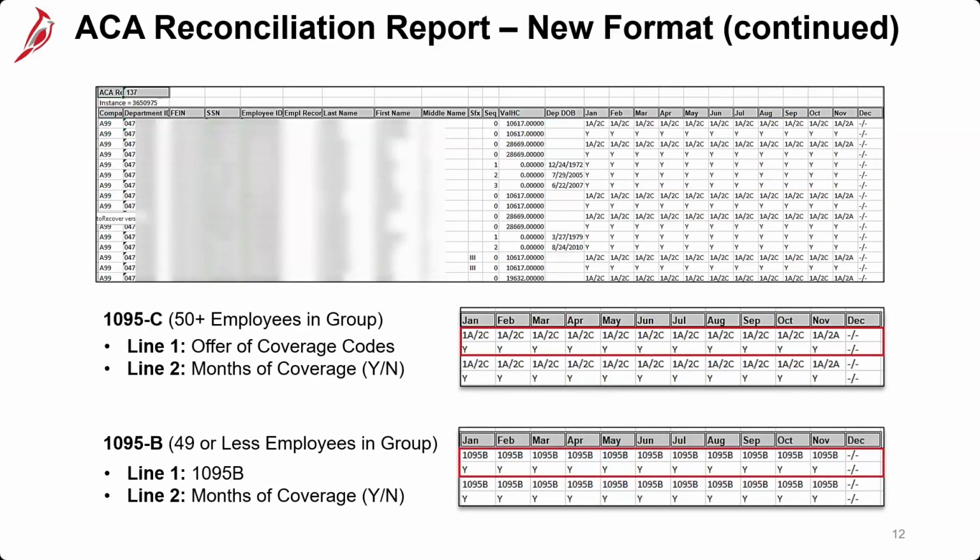Let's take a closer look. If I have a 1095C company with 50 or more employees, I'm going to get those lines that show the 1416 values and then the months of coverage. If I have a 1095B company, it's going to show 1095B for that first line and then my months of coverage. And this reflects what the employee is going to see on their form when they get it in the mail. Those get mailed out with a postmark date of January 31st.